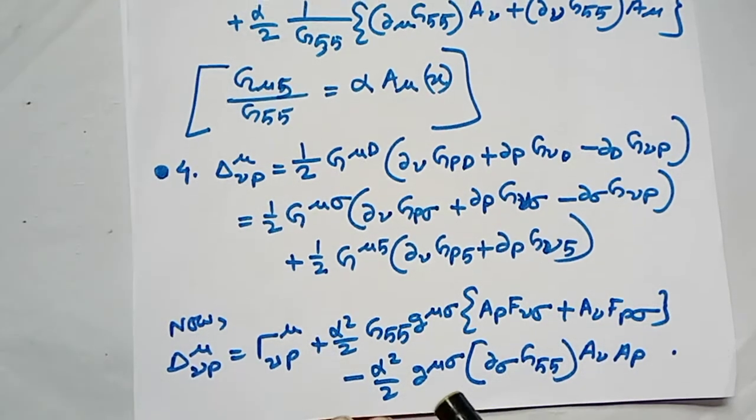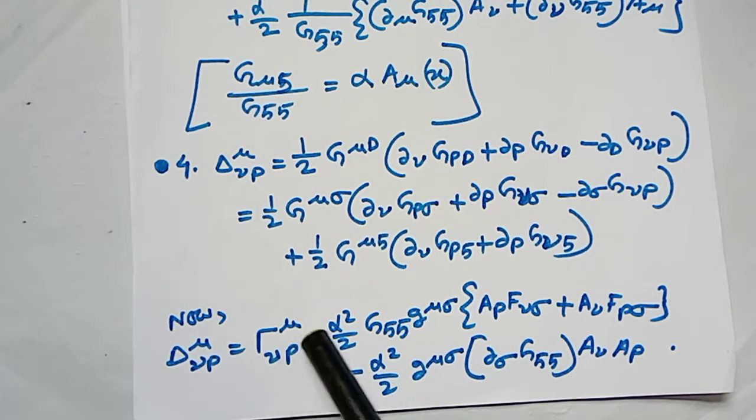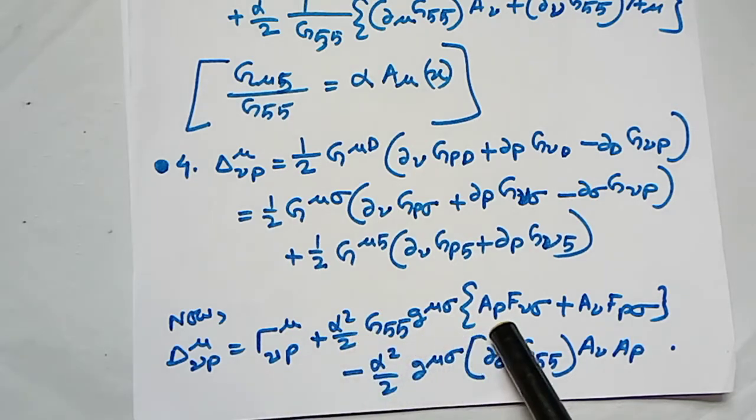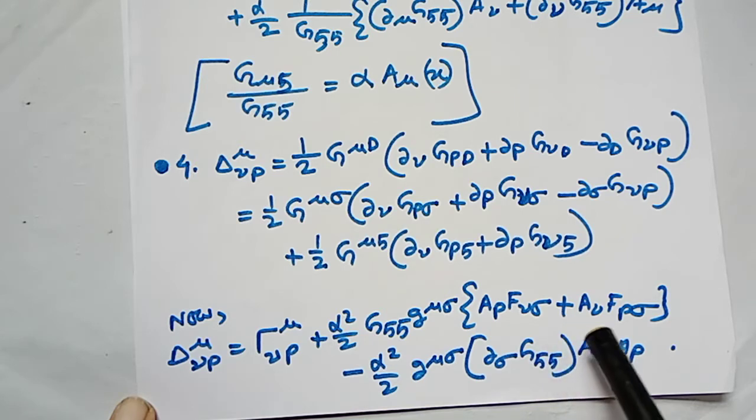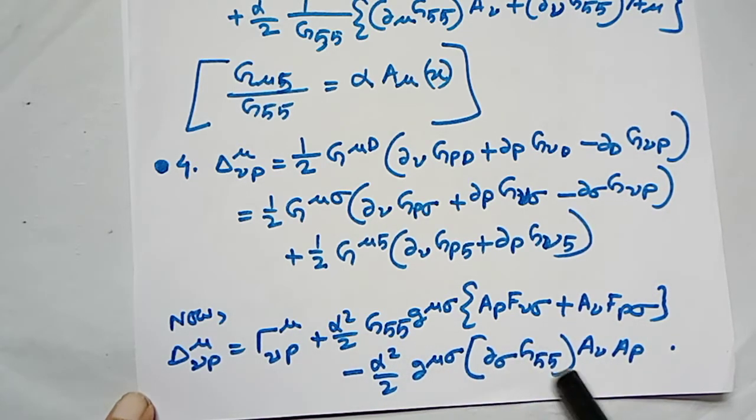Now we have del mu nu rho gamma mu nu rho, alpha squared divided by g55 g_mu sigma a_rho g f nu sigma a_rho sigma minus alpha divided by g_mu sigma del_sigma g55 a_nu a_rho.